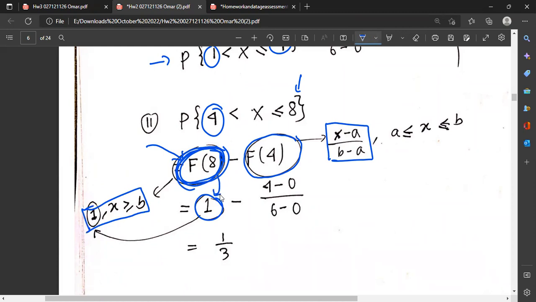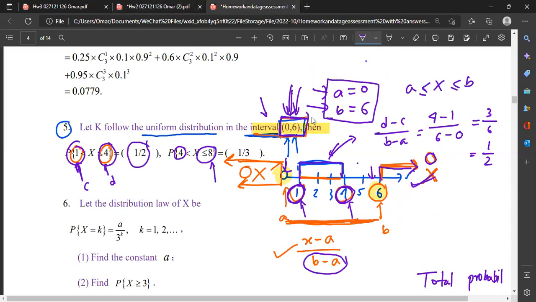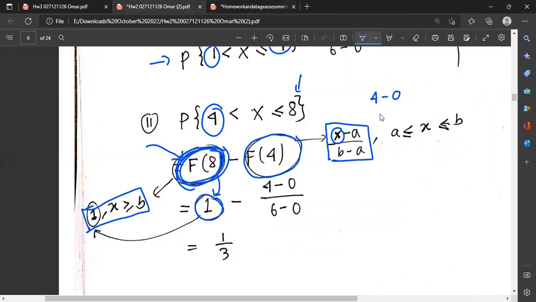So F of 8 equals 1 here, and F of 4, we calculate that as x minus a. So here x is 4, so 4 minus, and here a is 0, right? So 4 minus 0, divided by b minus a, where b is 6 and a is 0, so 6 minus 0. So the answer will be 4 by 6. If I divide by 2, it will be 2 by 3, right? So the answer is 2 by 3.